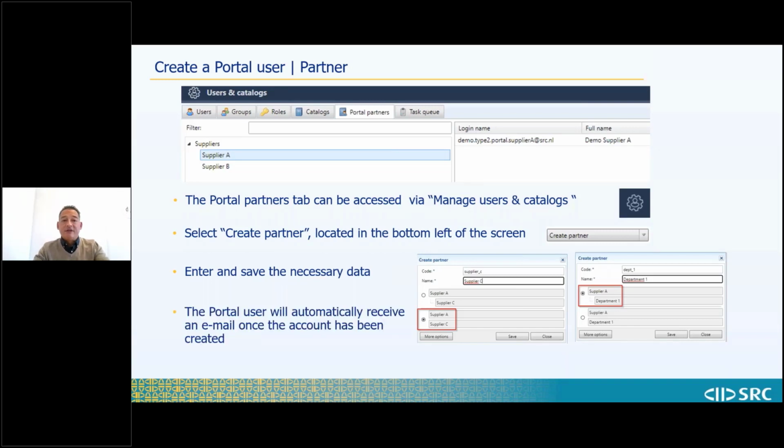Once you have filled in the necessary data and saved the information, the portal user will automatically receive an email that the account has been created, and he will get an introduction link to set up his own password. This also means that the passwords of the portal partners are not known by RCC or you as an organization. They're only known by the portal user himself or herself.